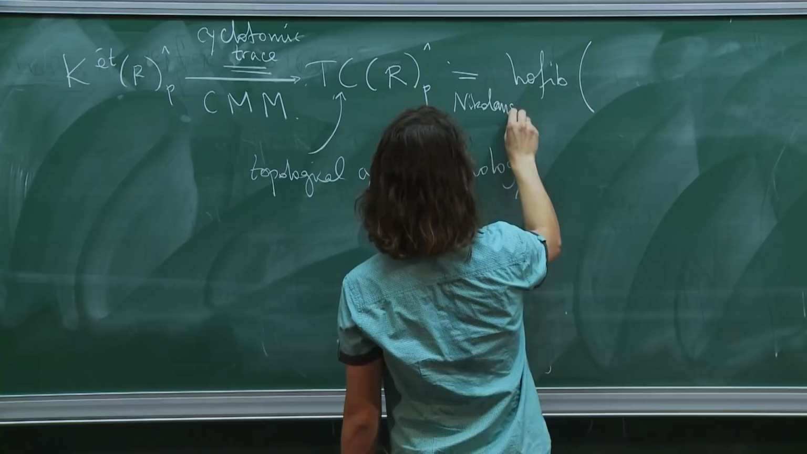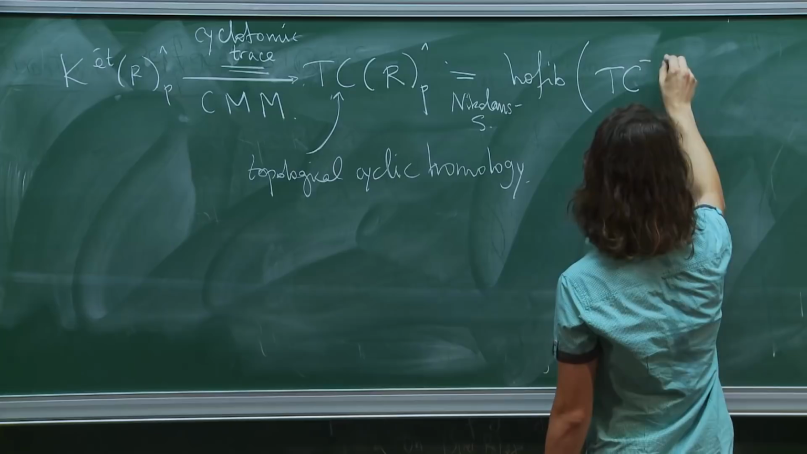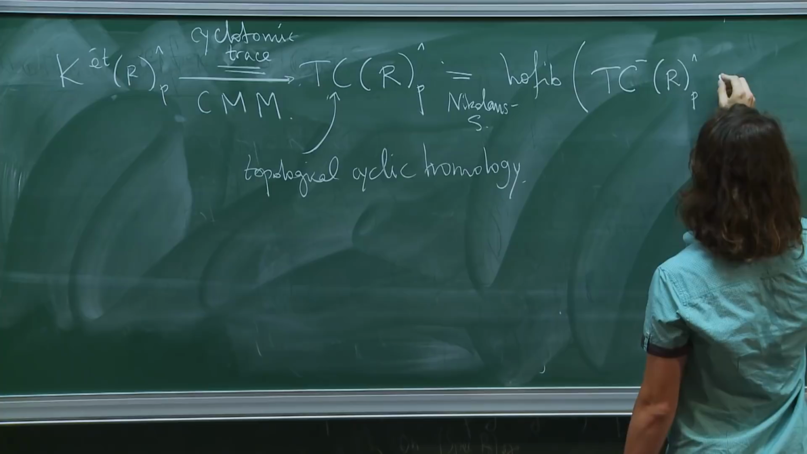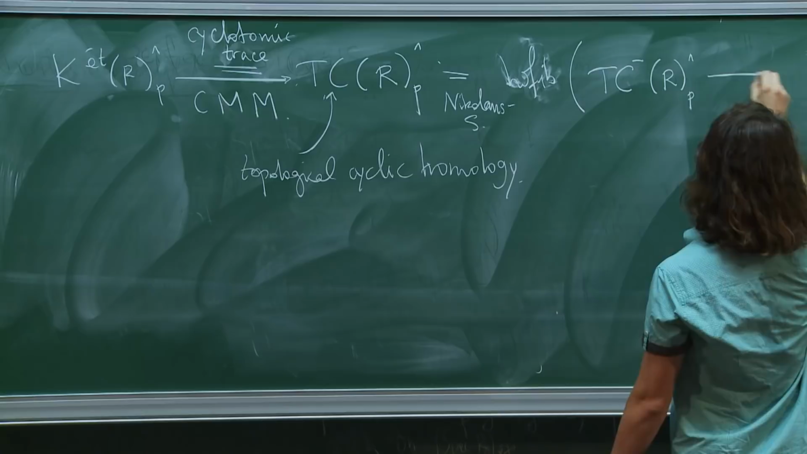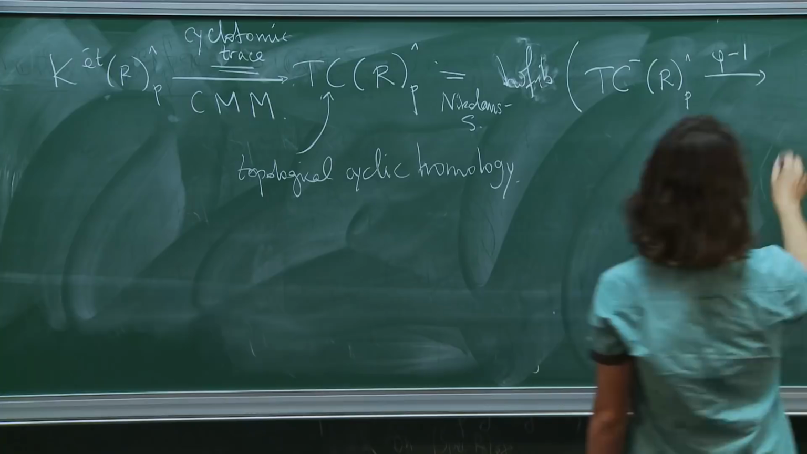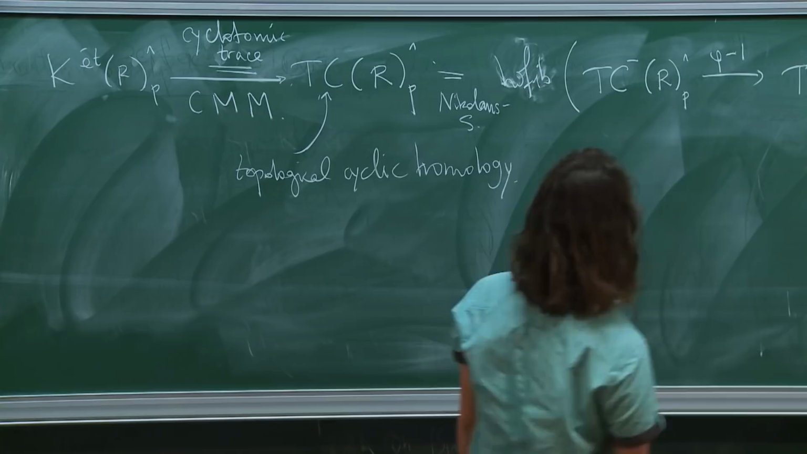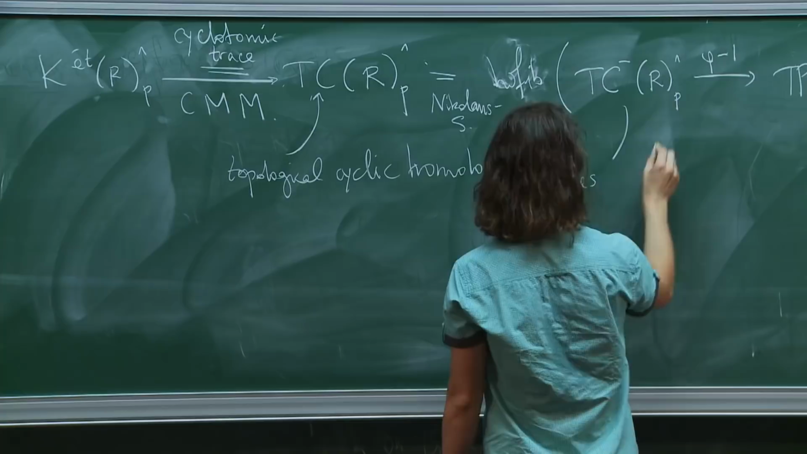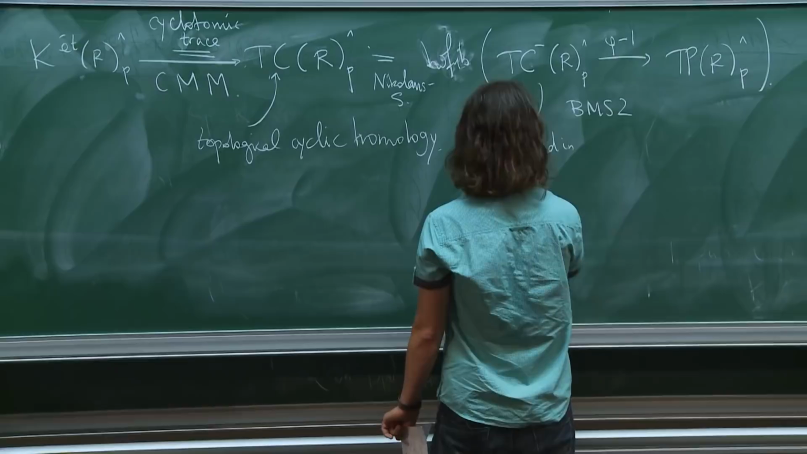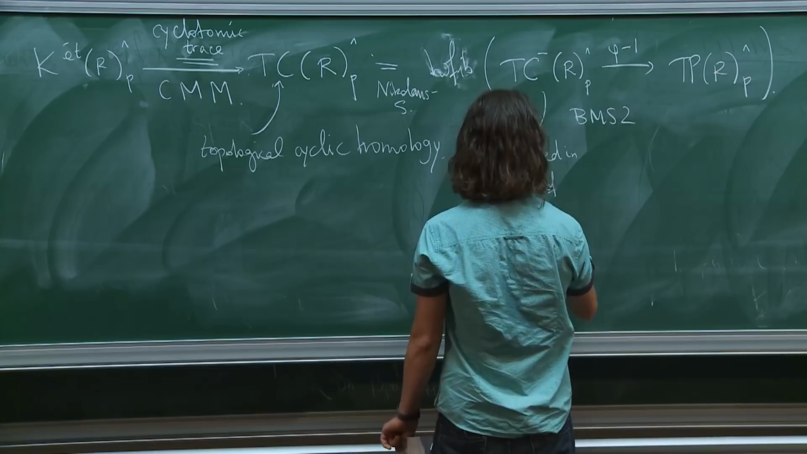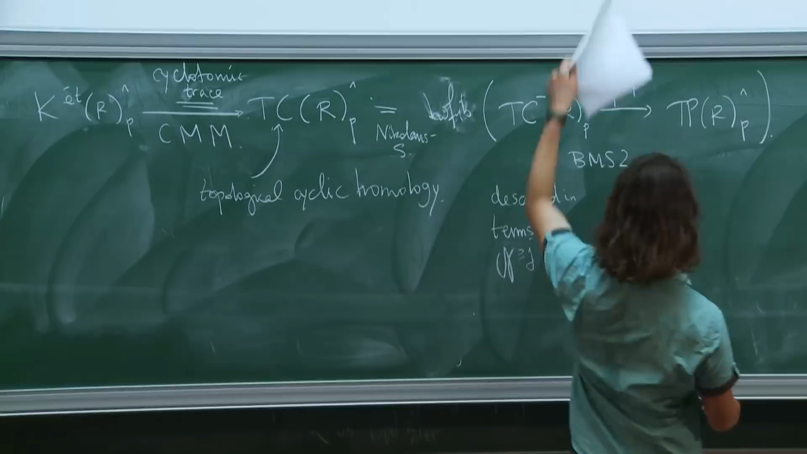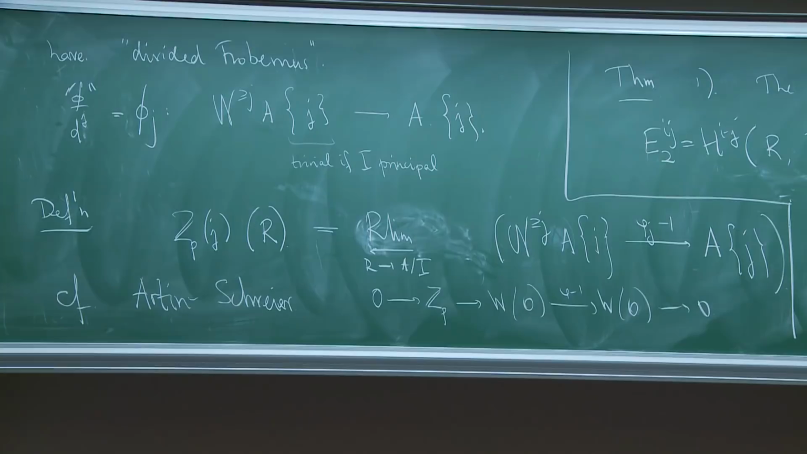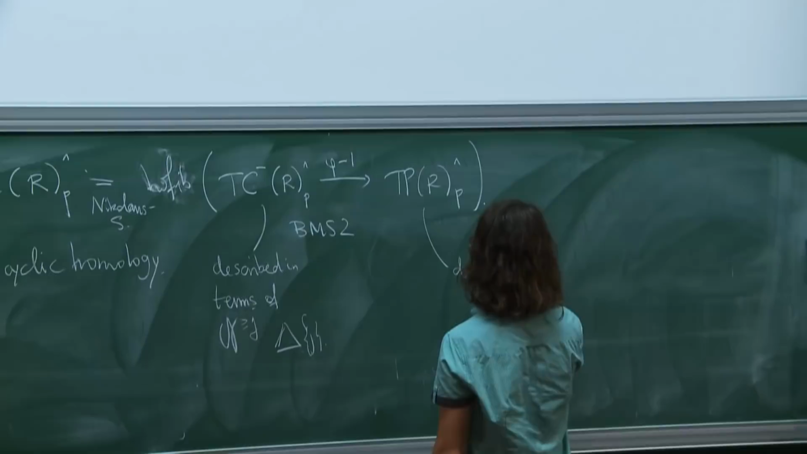One way to describe this is to take something called TC minus of R, p-adic completed, or let's say the homotopy fiber. And then there's a certain phi map and a certain identity map going to something called TP of R, maybe again p-adic completed. And this can be described, and this is some of BMS2, in terms of n greater or equal to j of prism, where prism is some of the global sections of that left term. And maybe there's this twist. And this is described in terms of these prism J's.